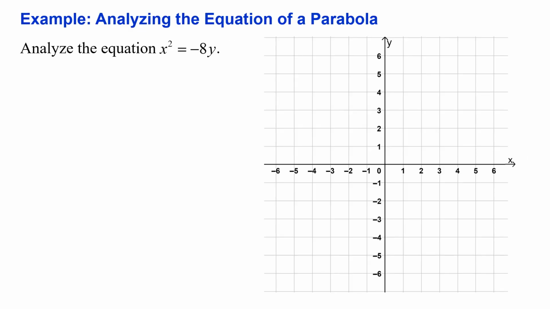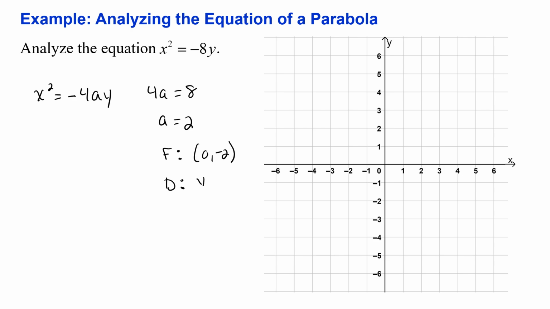In this example, we're told to analyze the equation x squared equals negative 8y. Now to begin, we know the general equation of the parabola has the form x squared equals negative 4ay. Therefore, it must be true that 4a is equal to 8, which means a is equal to 2. So then, the focus will be at the point (0, negative 2), and the directrix the line y equals 2.